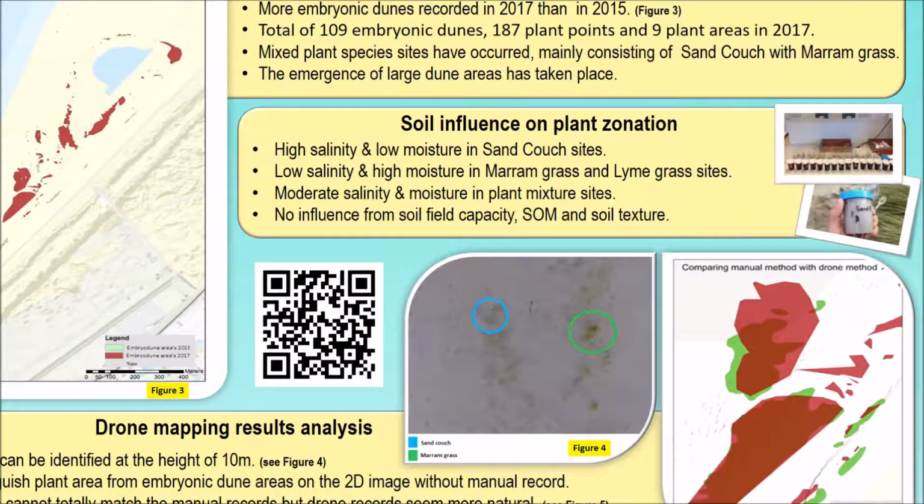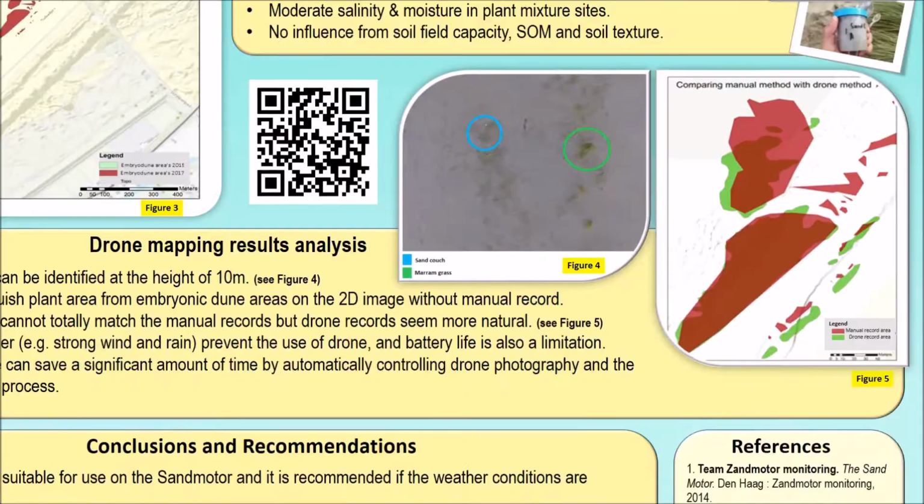high salinity was observed in areas containing sand couch, and lower salinity levels were recorded in areas where marram and limegrass were growing. High moisture levels were recorded in marram grass and limegrass areas, while sand couch areas had low moisture levels. Mixed species areas contained moderate salinity and moisture levels. Soil organic matter content, field capacity, and grain size were found not to have any effect on the distribution of various plant species at the Sandmotor. These results highlight the clear reasons for the high rate of zonation.